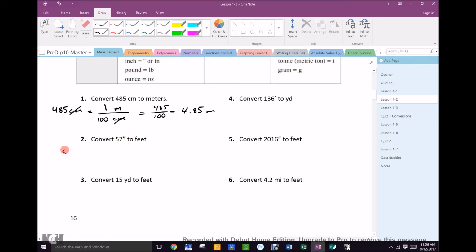So this next one, 57 inches to feet. Inches, I want feet. So feet over inches. Then you fill it in from the chart. 1 foot is 12 inches. So it's 57 divided by 12. And of course, when you do that math, you're going to come up with a strange answer. What are you going to come up with? 4.75. Why is that not okay?